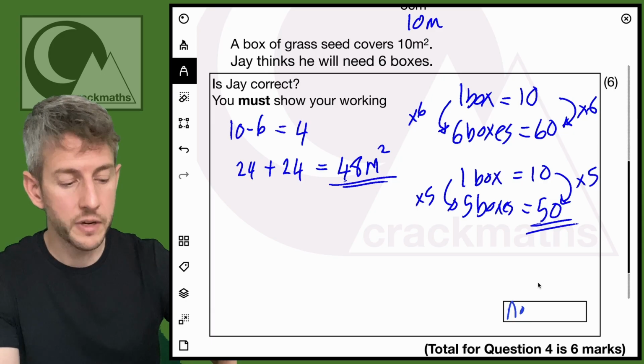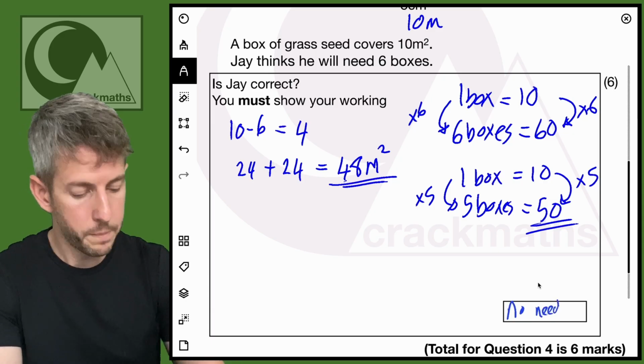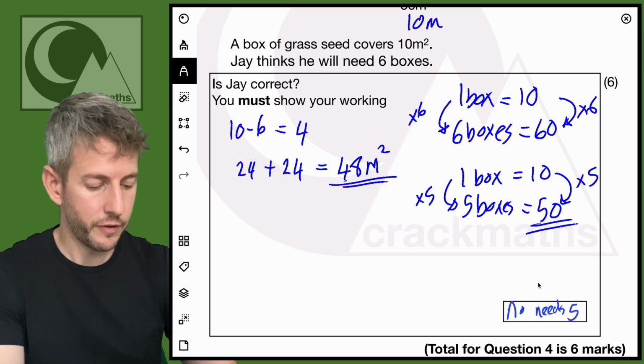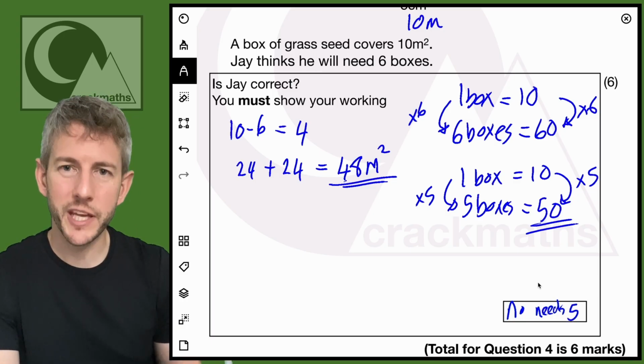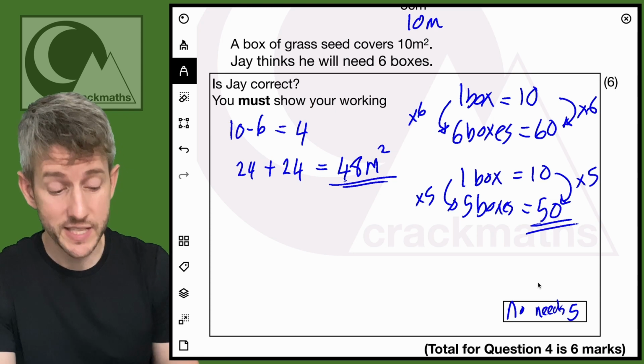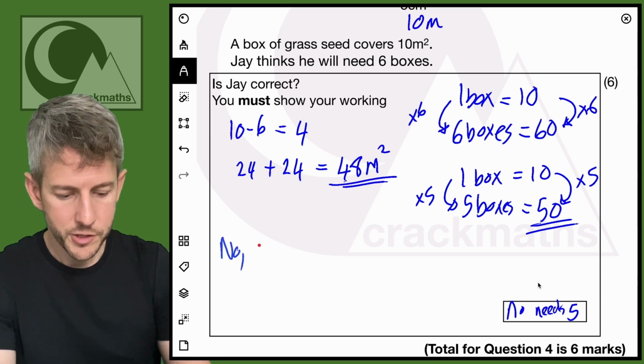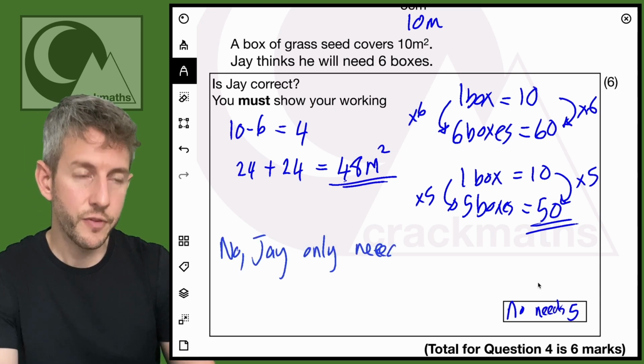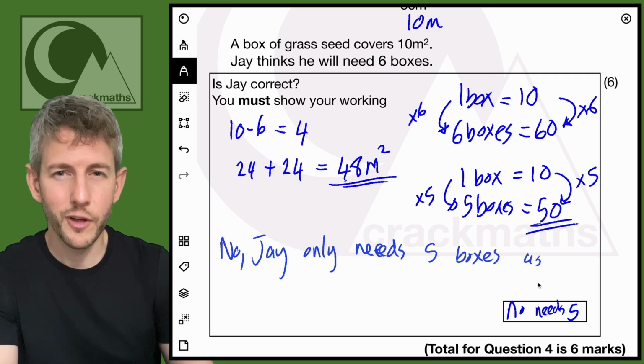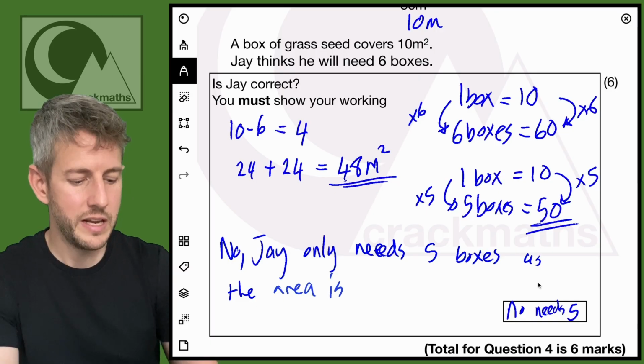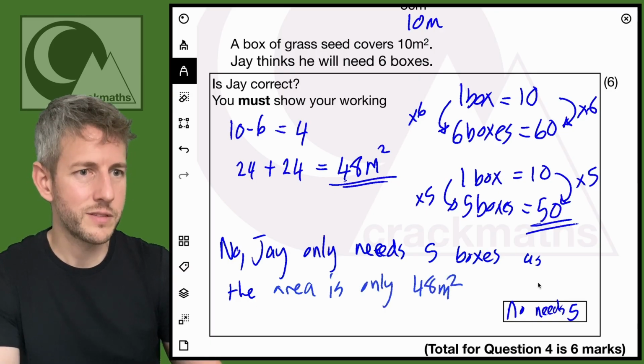So what I'm going to do is conclude here that he needs 5. That's a bit ambiguous, so I'm just going to write my answer here as well. No, Jay only needs 5 boxes as the area is only 48 metres squared.